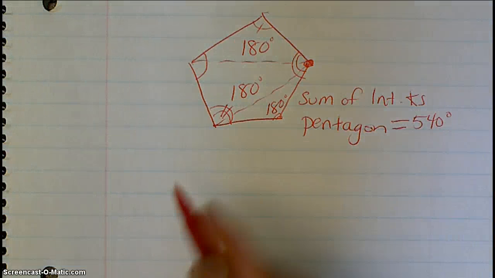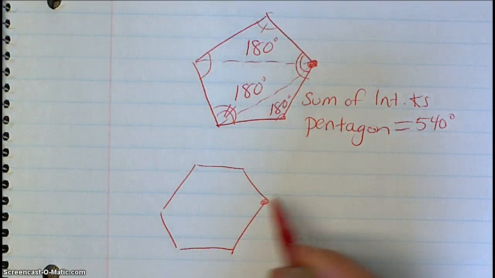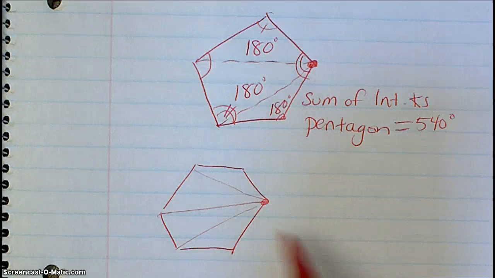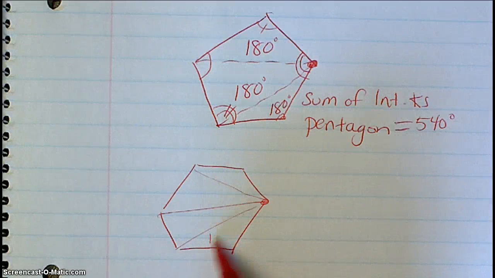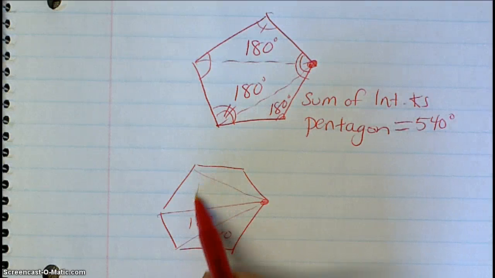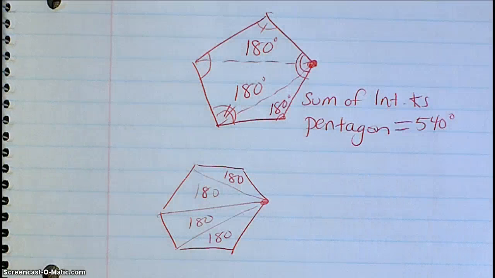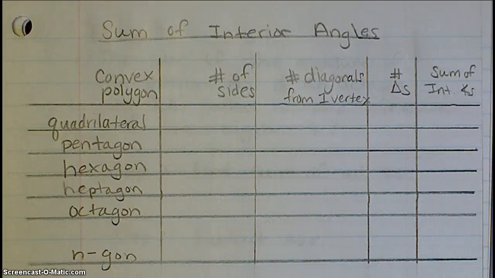Okay, so that's just a quick little investigation. You could do the same thing for a six-sided shape. Pick one vertex, draw your diagonals. By this time you've got three. So it creates four triangles, each with 180 degrees. Okay, so now this is going to be a different sum of interior angles. Pause the video for a second and jot down this chart, and when you're ready to go, then click play.